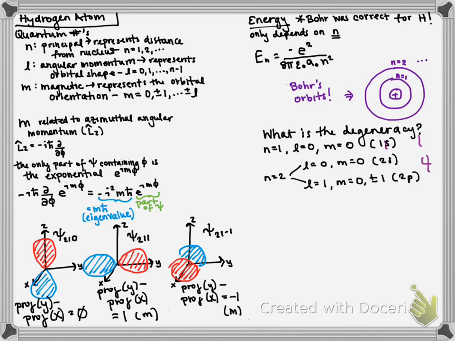How many would we have if we went to n equals 3? How about n equals 4? Can you find a mathematical relationship? If so, leave it on the Slack discussion. I'd love to hear about it. So that's my challenge to you, right? Find the rule for degeneracy here.